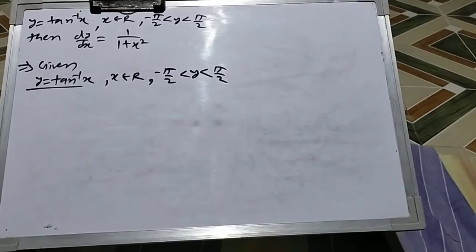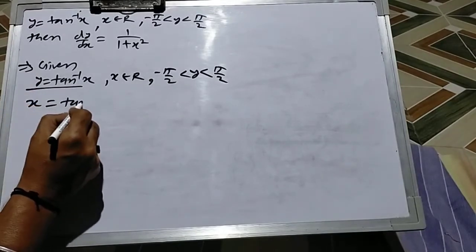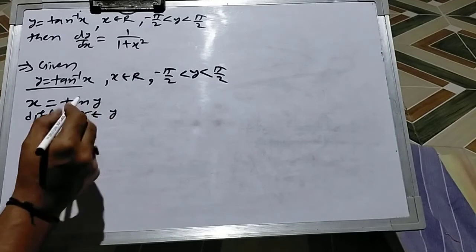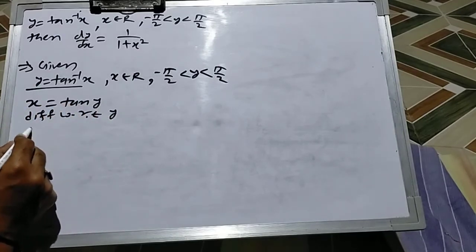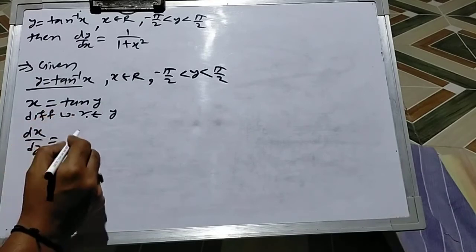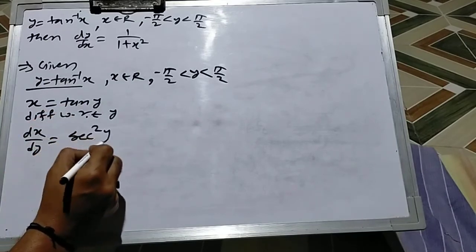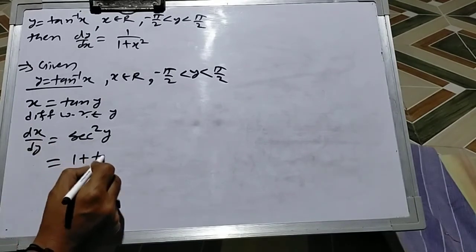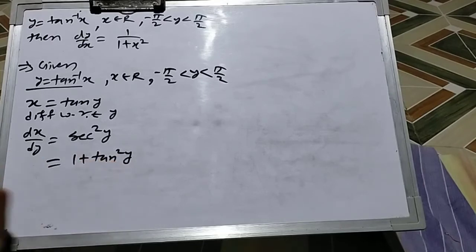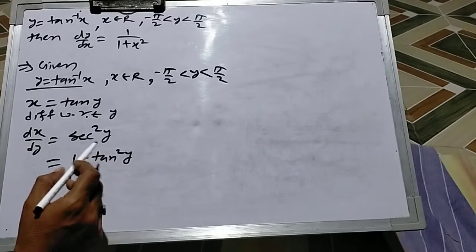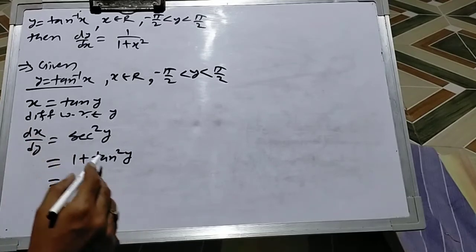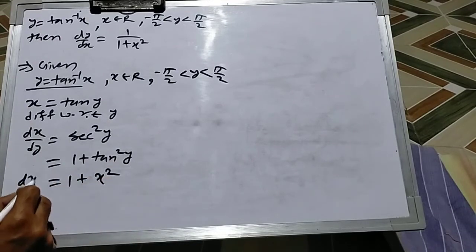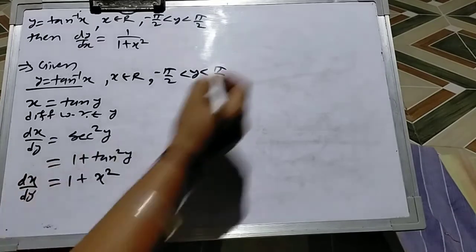As y is equal to tan inverse of x, so x can be written as tan of y. Differentiate with respect to y. So the derivative of x with respect to y, dx by dy, is equal to the derivative of tan of y, which means sec square y. Now here sec square y can be written as 1 plus tan square y, which is again equal to 1 plus x square, since tan of y means x, so tan square of y means x square. So here dx by dy is equal to 1 plus x square.